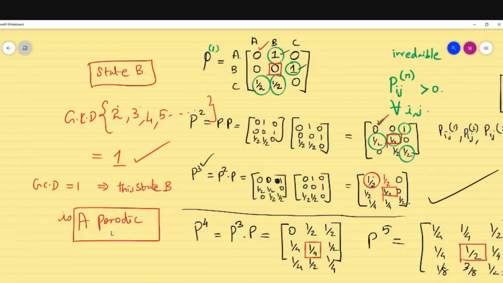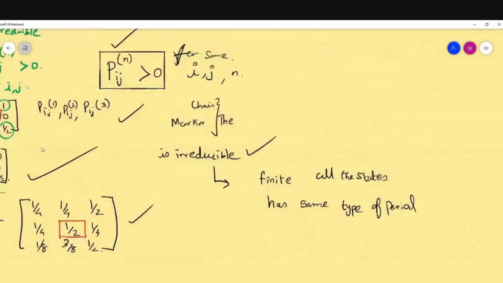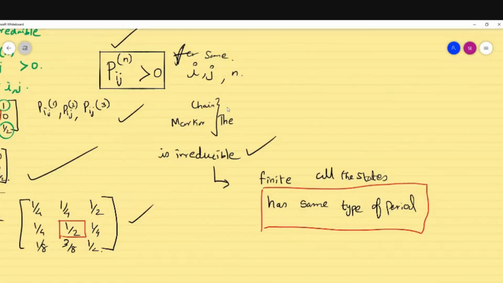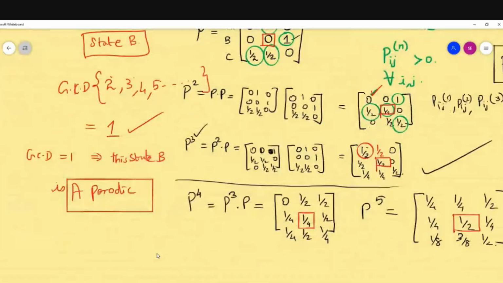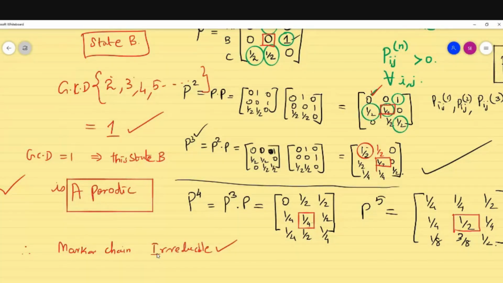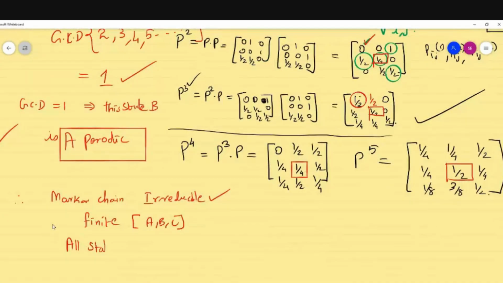Aperiodic. So according to the result, if the Markov chain is irreducible and finite, all states have the same type of period. Because it is finite, the reason is I have only 3 states, A, B, C, so this is going to be aperiodic. Therefore, what we can say is that this Markov chain is, first of all, irreducible. Second, it is finite, obviously, because it has only 3 states, A, B, C. Third, all states are aperiodic.